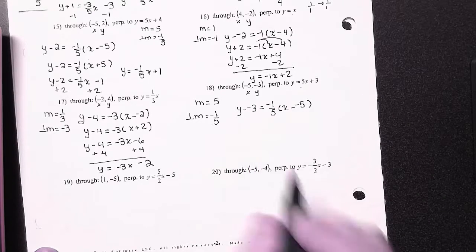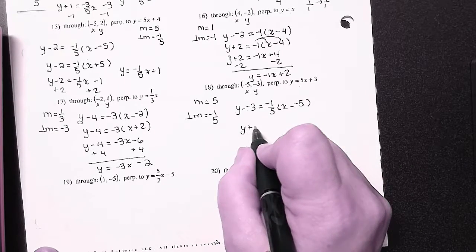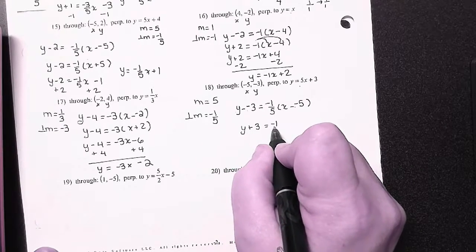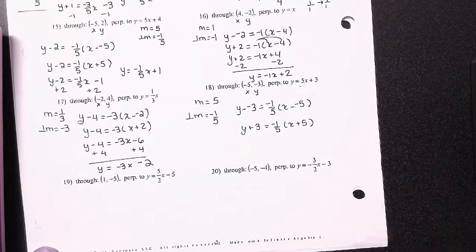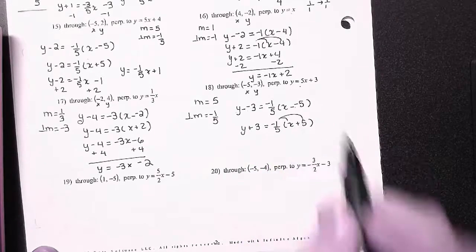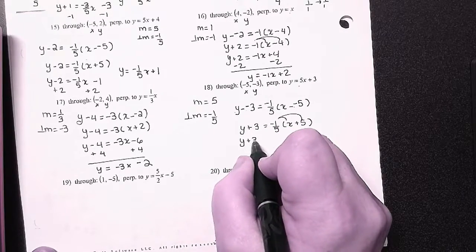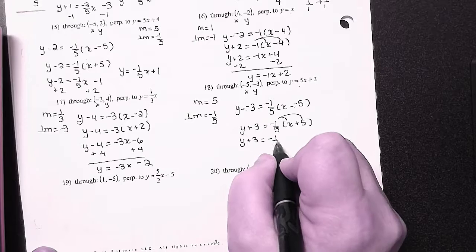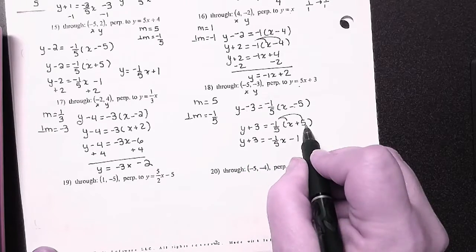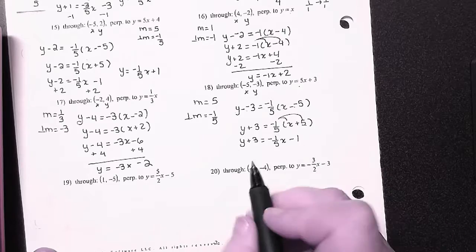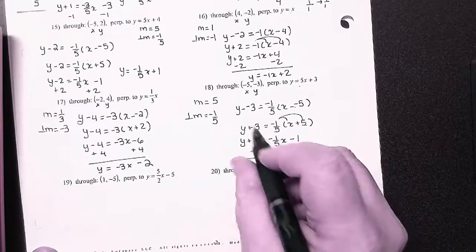And then I change these two subtraction of negatives to addition signs, so that's y plus 3 equals -1/5 times x plus 5. And then we distribute this guy right here. So y plus 3 equals -1/5 x minus 1, because -1/5 times 5 is -1, and then I subtract the 3. Okay, because I changed it to positive.